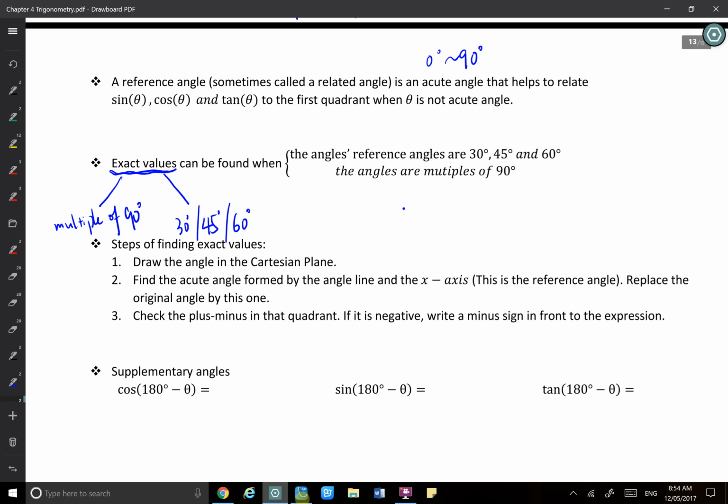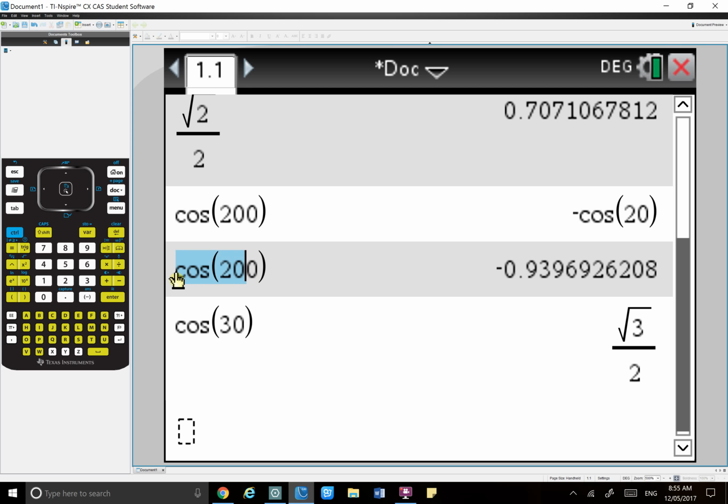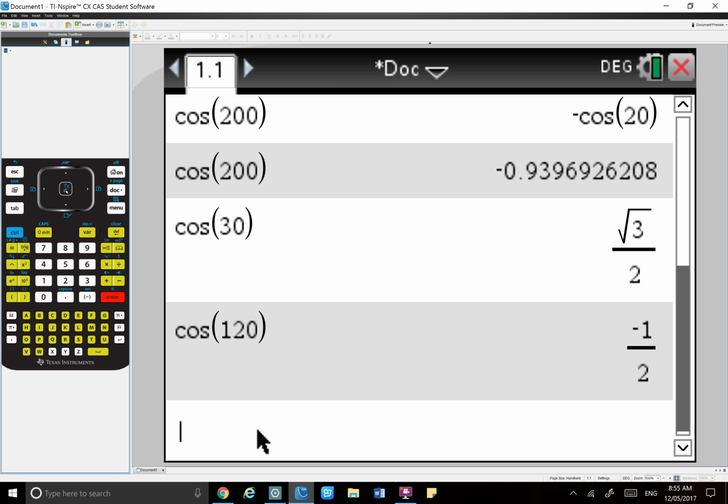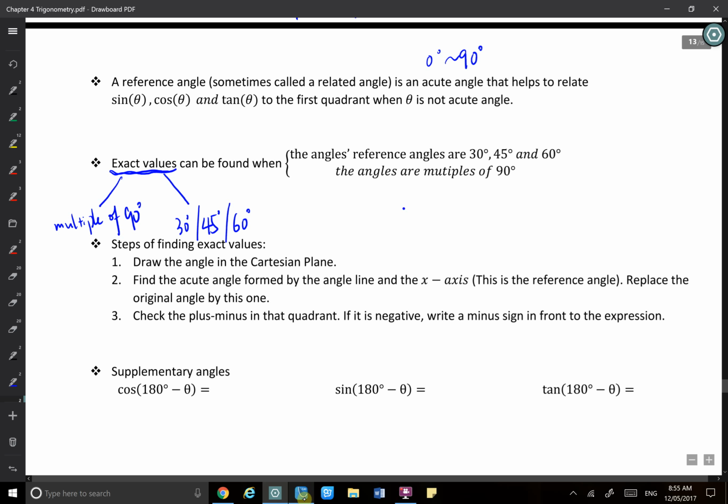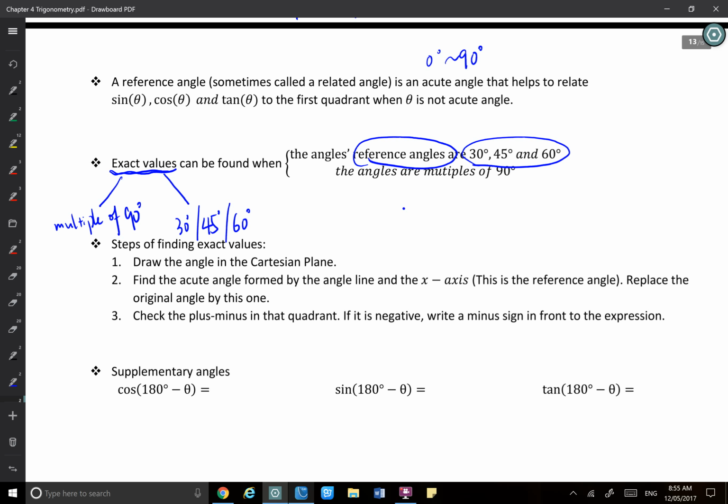Let's say cosine 120. That's an exact value as well, -1/2. Cosine 120 gives me -1/2. So not only 30, 45, and 60 give you exact values; some larger angles also can. But there must be some connection with 30, 45, and 60. The most accurate way to say it is that angles whose reference angle is 30, 45, or 60 will have exact values.